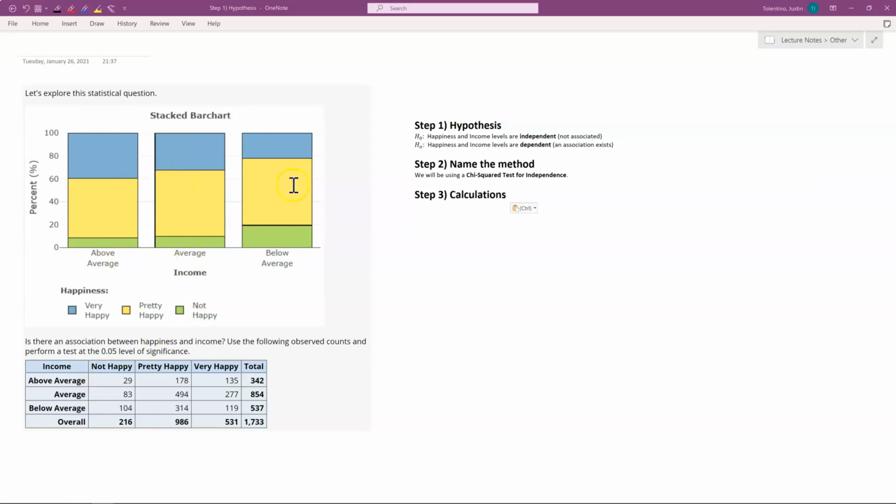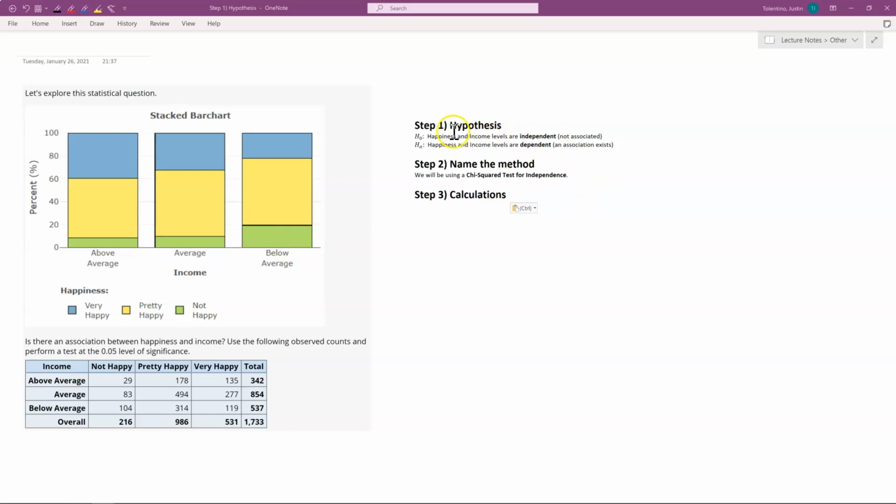Well, as we see in our graph here, you can already start trying to see a little bit of this relationship happening, where perhaps the people that have an above average income tend to be more in the pretty happy or very happy categories, versus even though that's pretty common still in the below average income, you can definitely see a bigger piece here for the not happy people. So let's go ahead and see how we can perform this test.